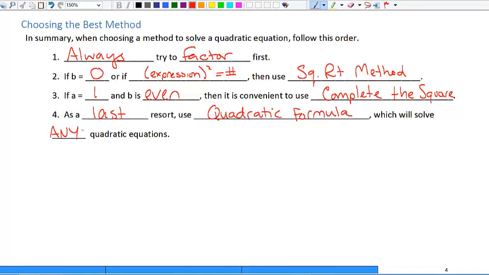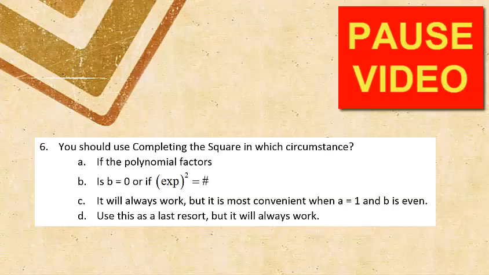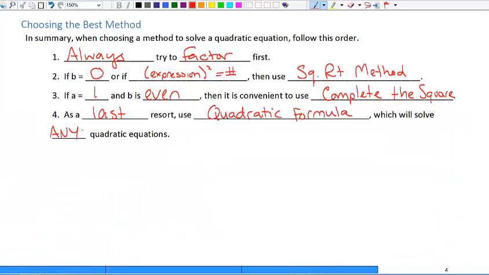So even though completing the square and quadratic formula will also solve any quadratic equations, I would probably use completing the square first if a is 1 and b is even, and then as a last resort use the quadratic formula. So this is how I choose which method is quickest, fastest, and will get me the correct answer in a minimum amount of time. So I hope this summary helps you when you're trying to decide which method to use.